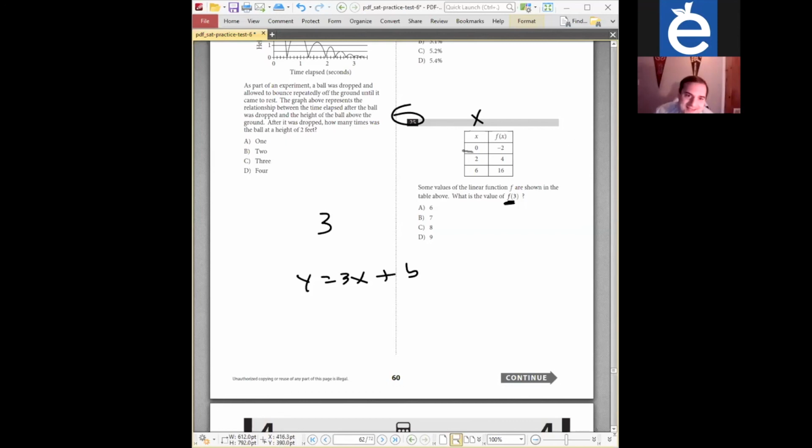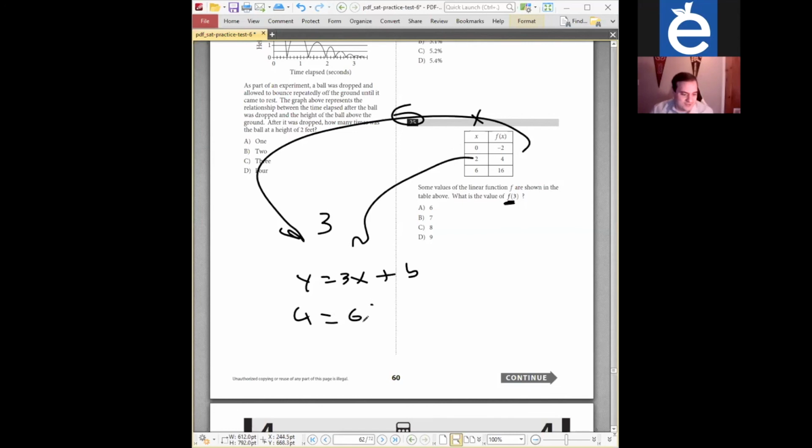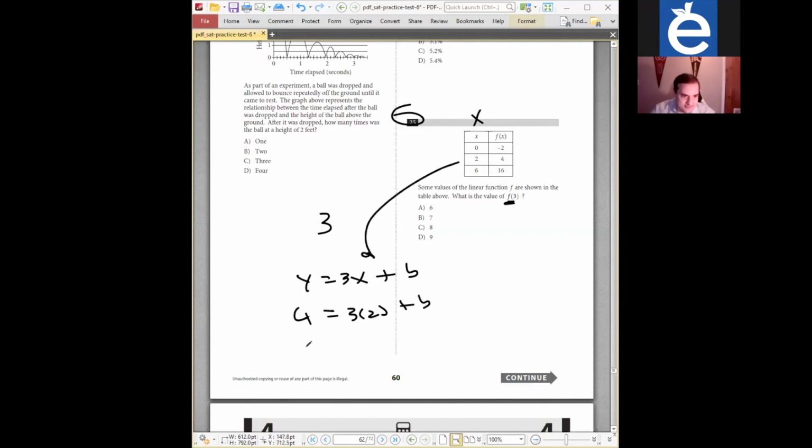Now, yes, b is the y-intercept, and this literally just tells us that. But for the purposes of questions where they do not make your life that easy, let's say we were plugging in 2 and 4. Then 4 is equal to 3 times 2 plus b. 4 is equal to 6 plus b. B is equal to -2.